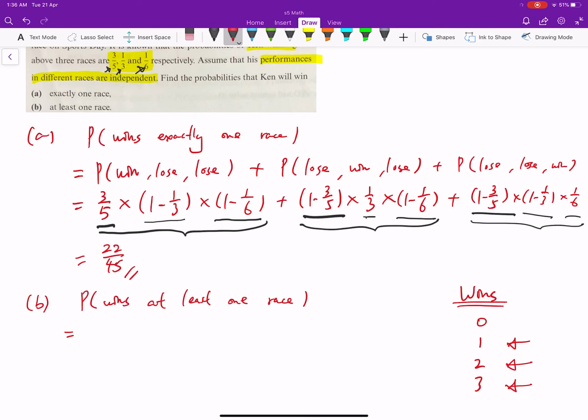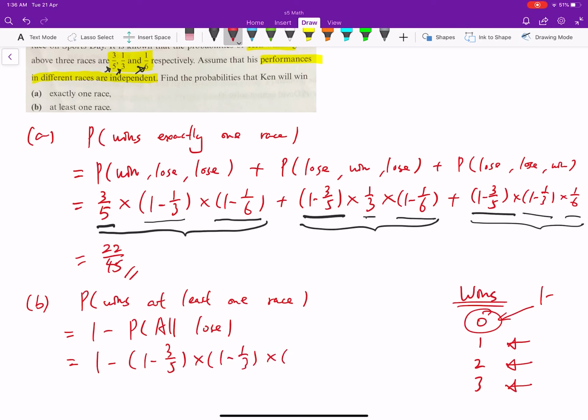Then sure, like the previous example, you can find these 3 individually and then add them together. But sure, we can also use complementary events, right? So 1 minus this probability, then you will also get the answer. So let's get this 1 minus P of 0 wins. 0 wins means all lose. Then you use this to find it. So finally you will get the answer 7/9.